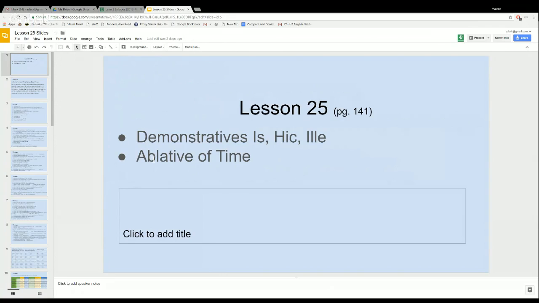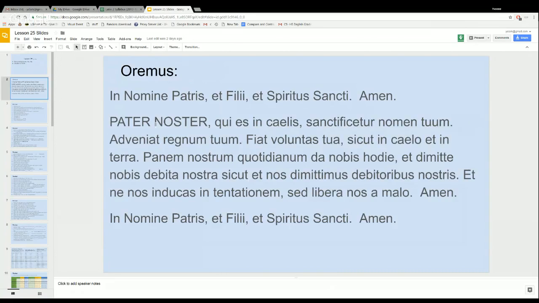We'll be covering lesson 25 on page 141: the demonstratives is, hic, and ille, as well as the ablative of time. Let's begin with a prayer.